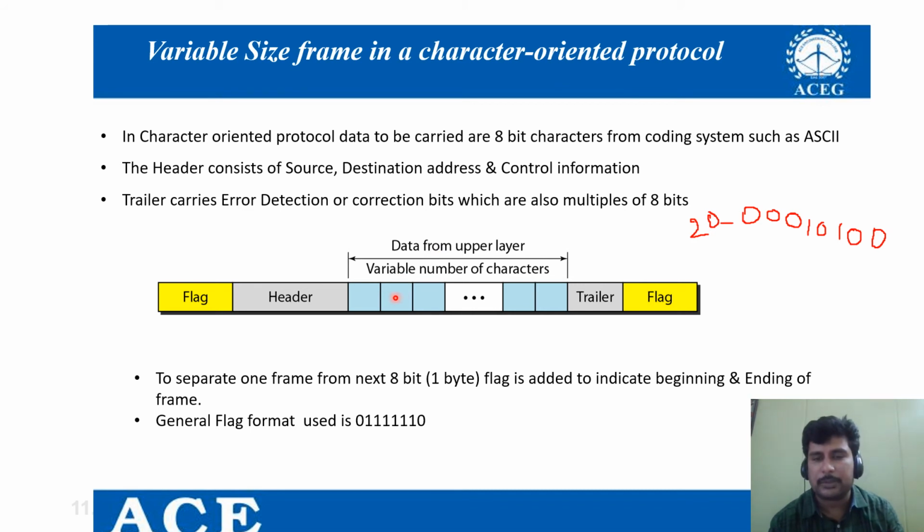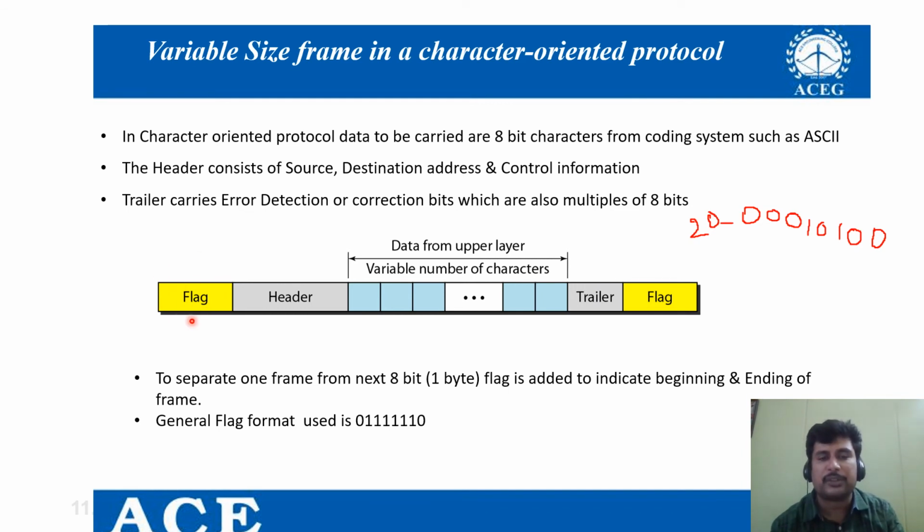Here, the data will be in the form of 8-bit characters, that is nothing but bytes, and the data will be accompanied with a header and trailer. The header consists of source and destination information and some control information, and the trailer consists of error detection and correction. And to separate two different frames, because the frames are of different sizes, we need a boundary to separate two frames. So each frame's beginning and ending will be indicated with a separate delimiter called a flag.